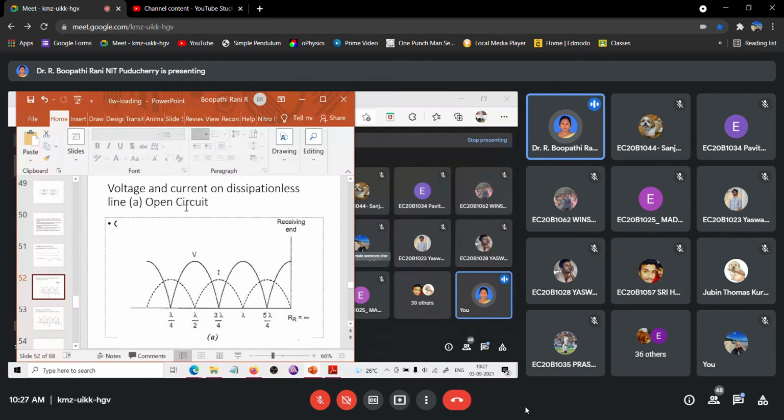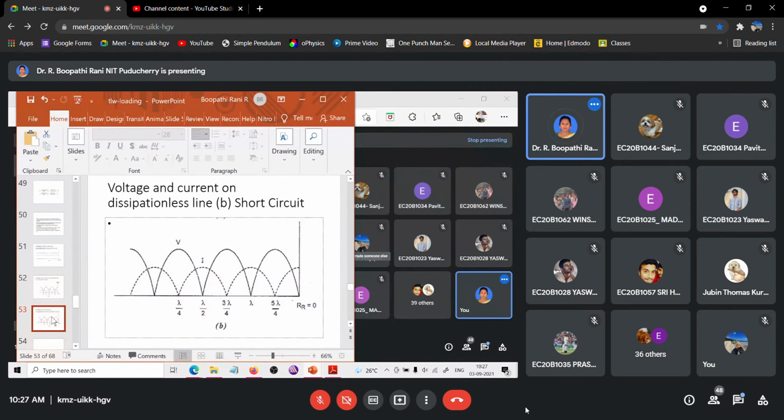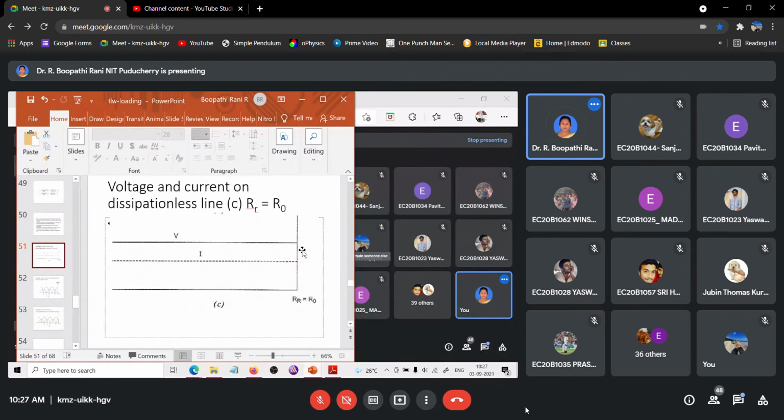This is for the open circuit condition. The voltage is maximum at the receiving end, and the current is minimum at the receiving end. This is the current waveform, and this is the voltage waveform. This is for open circuit. And for short circuit, the voltage is 0 at the receiving end, and the current is maximum at the receiving end. So this is the current waveform and this one is the voltage waveform. If it is a matched line, then the voltage and the current will be like this.